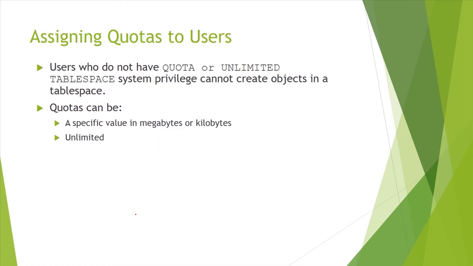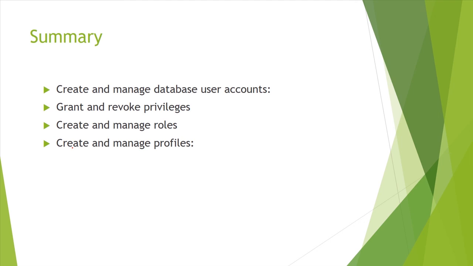Last thing in this chapter, which is assigning quotas to users. As we discussed in previous chapters, a tablespace is used to hold segments that come from tables and indexes. So if you create a table or index, a segment will be allocated in the tablespace. If you don't have a quota or the unlimited tablespace system privilege, you cannot create a segment in the tablespace. So you must have either a specific quota or unlimited tablespace.